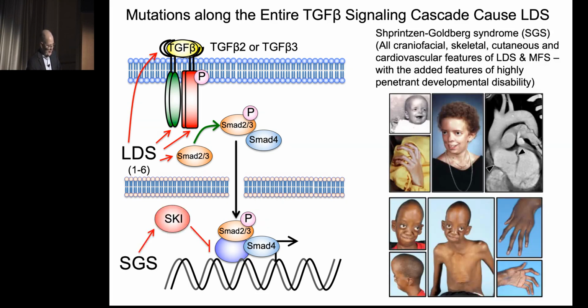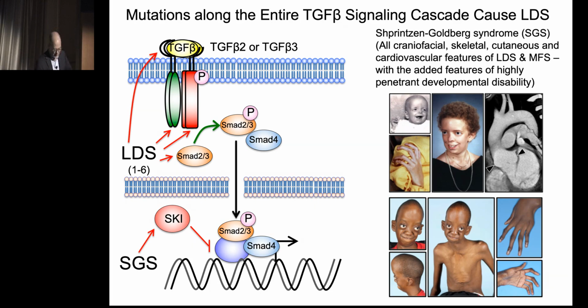We also found the gene for a very related condition called Shprintzen-Goldberg syndrome. This condition shows virtually every craniofacial, skeletal, and cardiovascular manifestation of Marfan syndrome and Loeys-Dietz syndrome, with the added finding of intellectual disability. And we were able to show that this is caused by primary mutations in the Sloan-Kettering Institute proto-oncogene SKI, which encodes a prototypical repressor of the TGF-beta transcriptional response.